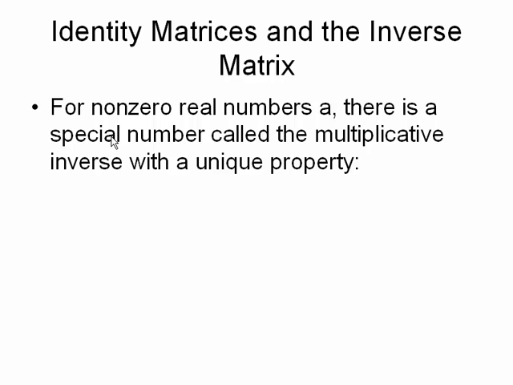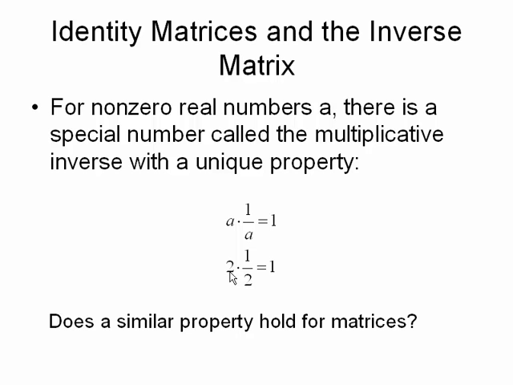Now let's make another analogy to just plain old real numbers. So for non-zero real numbers a, there is a special number called the multiplicative inverse that has a unique property. When I take a number a and multiply it times its multiplicative inverse, which is just 1 over a, I get out the identity element, 1. So for instance, a number 2 has a multiplicative inverse of 1/2, and that's because 2 times 1/2 gives me 1. Now the question arises, do matrices have a similar property?